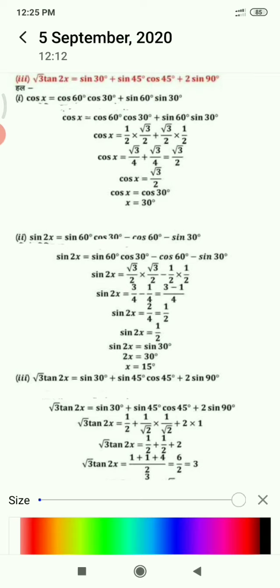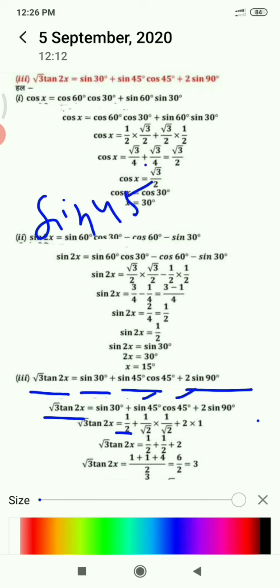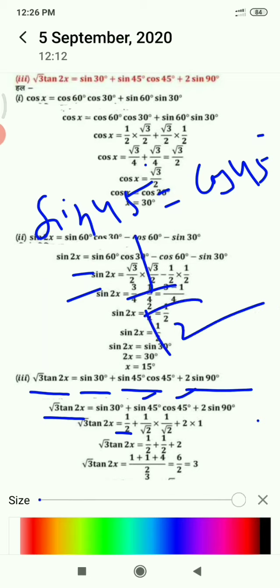Again, the third problem: root 3 tan 2x is equal to sin 30 plus sin 45 cos 45 plus 2 sin 90. We know that sin 30 is 1 by 2, and sin 45 and cos 45 have the value 1 upon root 2. Then plus 2 times 1. After calculating, we find 6 upon 2, that is root 3.